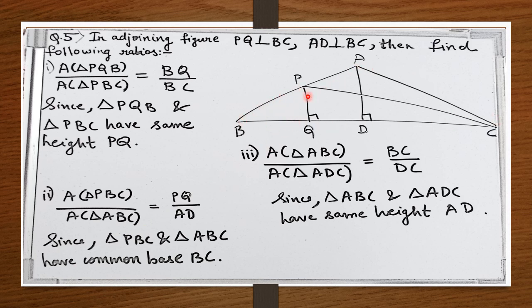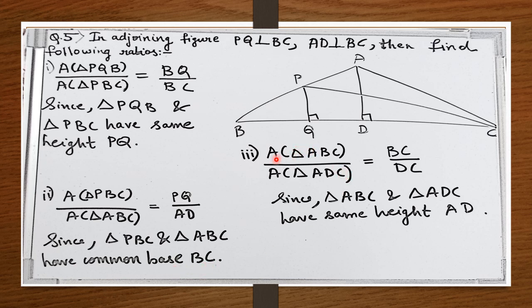Now the next sub question is area of triangle PBC upon area of triangle ABC. PBC and ABC. Obviously here the base is common, that is BC. So the ratio will be of heights. So for PBC the height is PQ and for ABC the height is AD. So the ratio is PQ upon AD, since both of them have a common base BC.